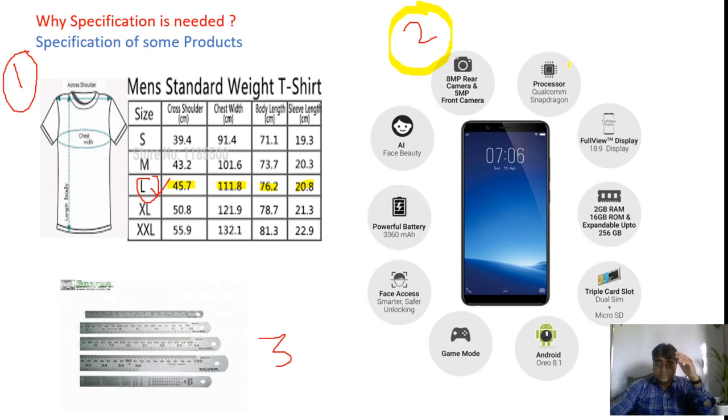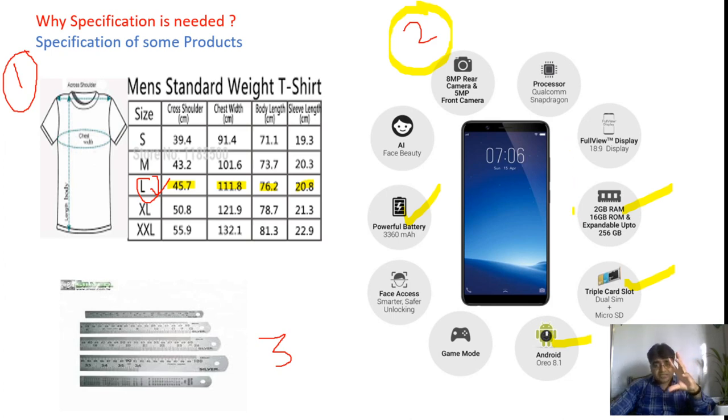Then after that you are going to see the processor. Then you are going to see the RAM, what kind of RAM is there. Then you are going to see how many slots are there. Now you are going to see the Android version. Then you are going to see the powerful battery, how much battery the phone is having. So all these are going to indicate the specification of that particular smartphone, through which you will come to know the quality of that particular phone.